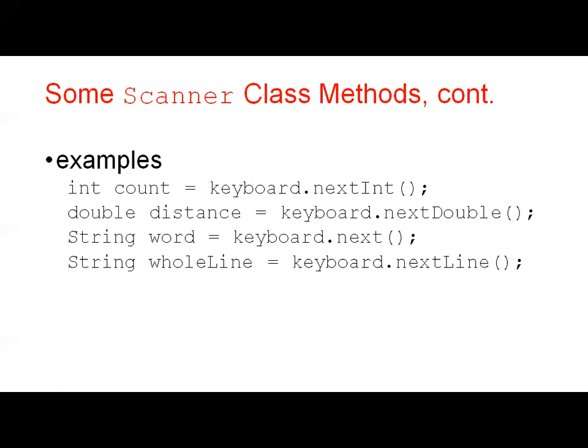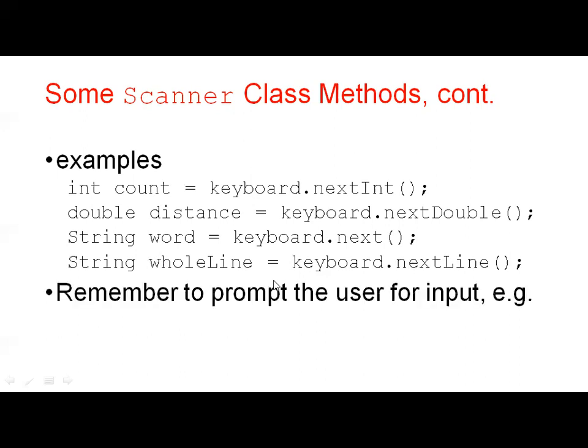If you want to read an entire line of text, then we can use the nextLine method, keyboard.nextLine(). Then it reads the entire line. That means it reads all the characters until it encounters a new line. Once it encounters a new line, it stops reading, and that entire line of text will be stored into the variable wholeLine.